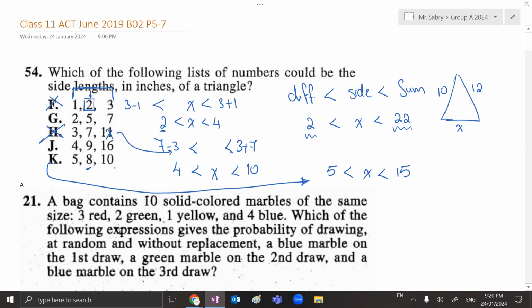And if you tried any other two sides, like if you pretended that the 10 does not exist, then 5 plus 8 is 13, and 8 minus 5 is 3, and the 10 would fall in between that correct inequality. And the same goes with the 5, because 10 minus 8 is 2, and 8 plus 10 is 18, and 5 falls between 2 and 18. So K is the only one that applies the same for all three sides.